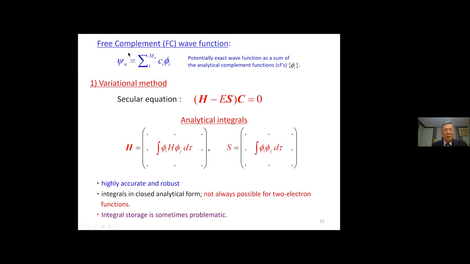So we want to calculate the free component wave function. When we apply the variational principle, we obtain this secular equation, and we have to calculate the Hamiltonian and overlap integrals, but in this case without any singularity problem. And this is highly accurate and robust. The integrals are in closed analytical form, but particularly for Rij type functions, the integration is difficult. And also, integral storage is sometimes problematic.